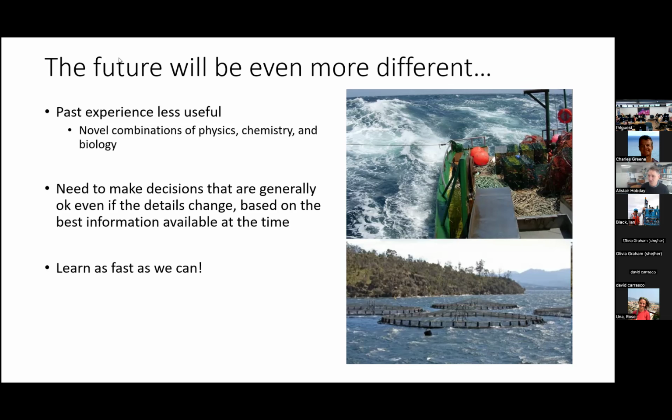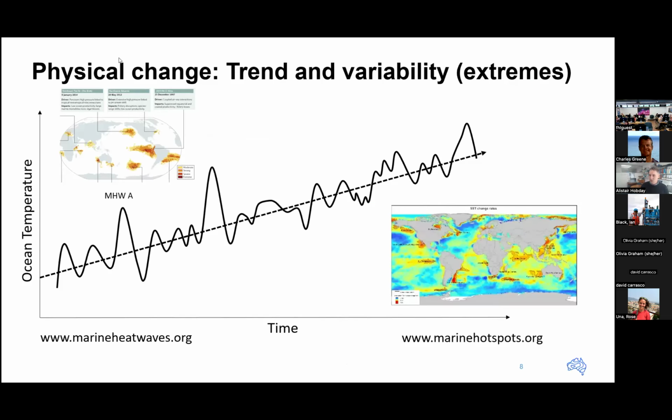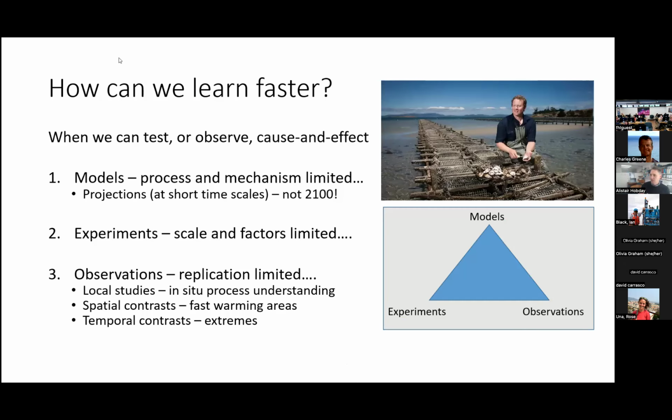We need to learn as fast as we can. And we learn as fast as we can in two ways. We can learn faster using models, we can learn faster using experiments, and we can learn faster using observations. But each one of those approaches has a strength and weakness. And so in particular, models, we don't always understand the process and the mechanism. When we run experiments, the scale of the experiment and the factors that we can include are limited. And when we go to observations, we generally don't have very much replication. And so how are the ways that I've tried to learn faster in my science?